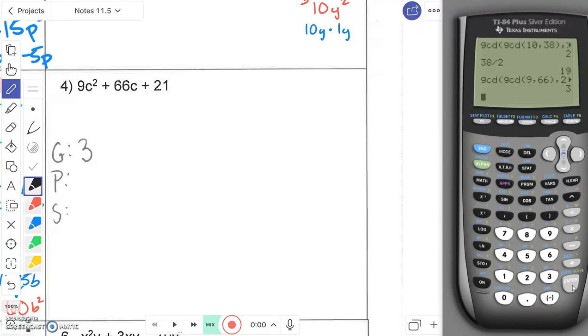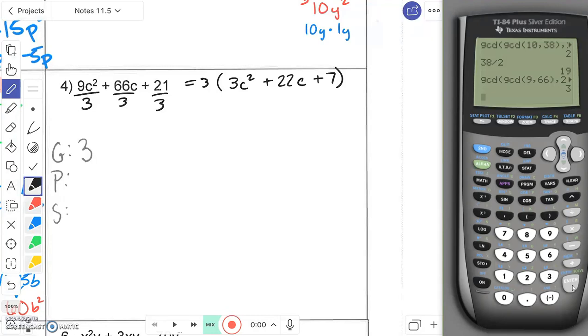So that means that I have to take and divide everything by 3 and instead put it outside of the parentheses. So when I divide everything by 3, 3c squared divided by 3 gives me c squared, and then 66c divided by 3 gives me 22c, and then 21 divided by 3 gives me 7.